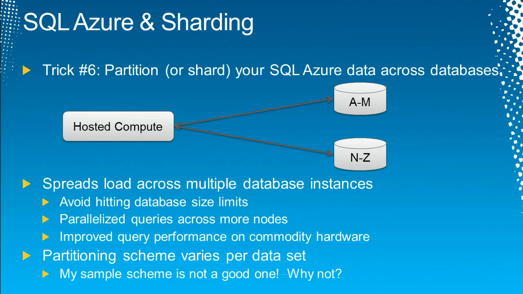Would anyone like to tell us why the partitioning scheme that I have demonstrated here is not a good one? Yes? Everyone's name is A. So it wouldn't be spread very, very well.